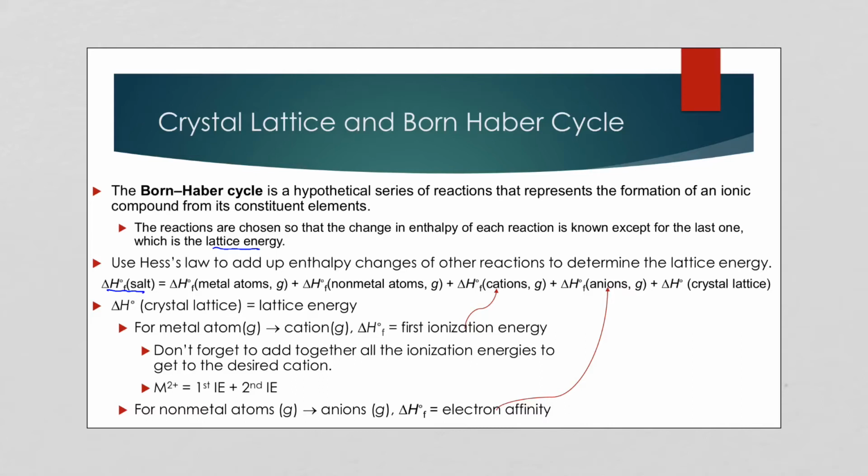Now, we also have the energy involved in forming the negative ion. This can be looked at in terms of the electron affinity. That's a value that can give us the energy involved in forming negative ions. And then finally, we have the energy involved in taking those separate gaseous ions and putting them together into the crystal. This is our lattice energy, right here.